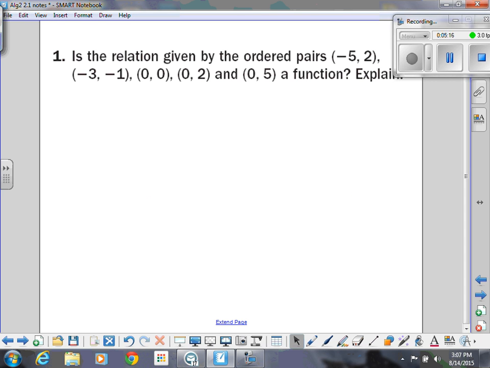So let's look at this one. Here we have ordered pairs. So remember in ordered pairs I said it's not okay for the x values to be repeated. So look at the x values here. I have -5, -3, so far so good, 0, but oh, here I have 0 again, and here I have 0 again. So these x values are repeated, and that is not okay. So this would be not a function.